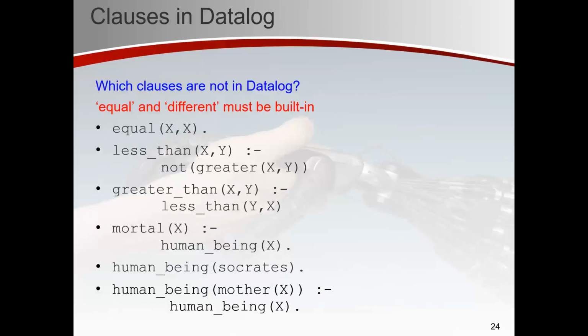So if we have these clauses, we can ask ourselves which of these clauses are not allowed in Datalog. Equal and different must be built in. So we cannot have this kind of predicate because unification doesn't work in the same way as in Prolog, and we cannot just say, okay, we have two variables here that don't occur anywhere else and so on. This is not possible. This is not possible too. You cannot have this kind of negation. We will see why in a few minutes.